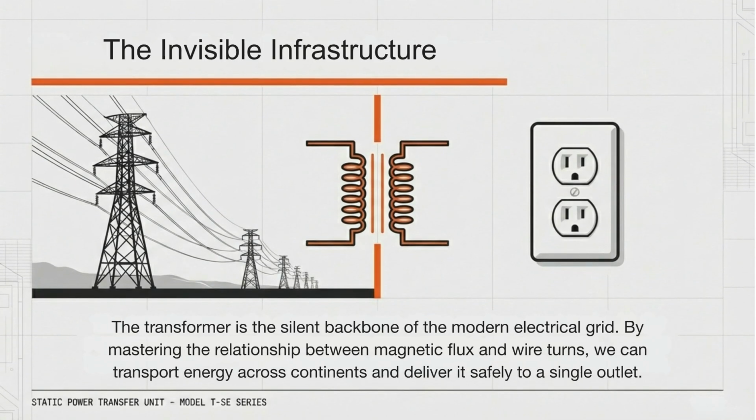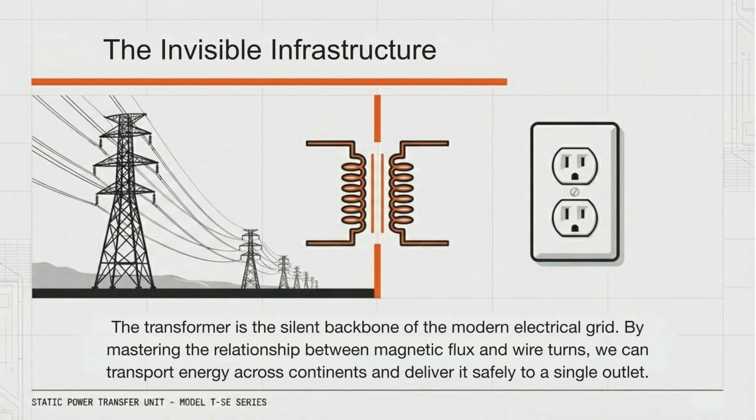The transformer is the backbone of the modern electrical grid. By mastering magnetic flux and wire turns, we can efficiently transport and safely deliver energy to every outlet.